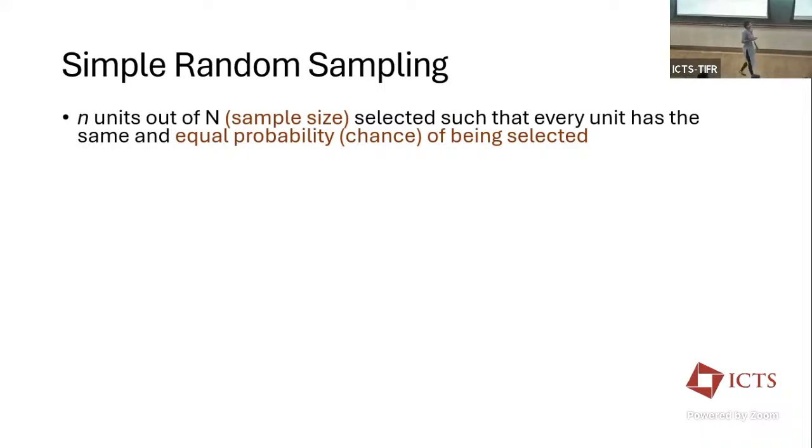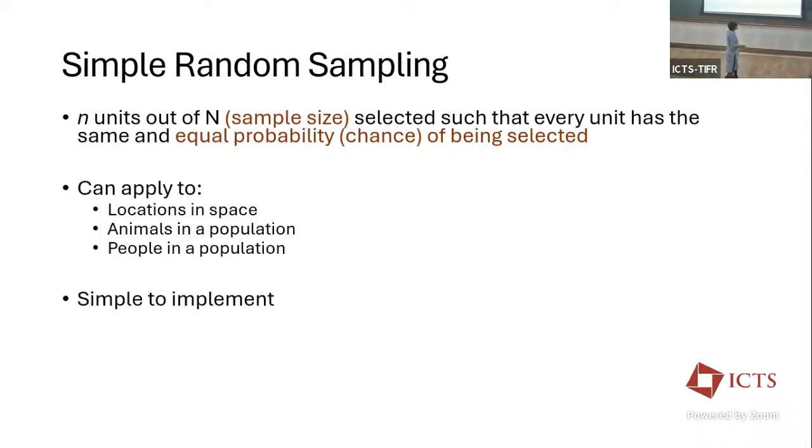So if you are selecting the deer, for instance, maybe you want to take blood samples from them. There are 100 deer in the forest, you want to select 10, you select them randomly. If you're selecting locations, it can apply to locations in space, it can apply to animals in a population, it can apply to the households around which you are sampling. It can apply to the caves within which you are sampling the bats. It can apply to any of that.